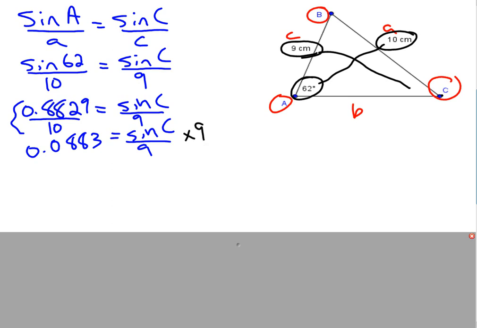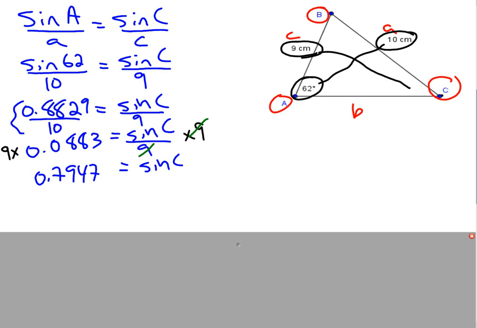If we multiply one side of the equation by 9, we need to multiply the other side of the equation by 9. This 9 divided by 9 here is just 1 on the right, so that leaves us with sine C. And then 9 times 0.0883 works out to 0.7947. Again, just make sure your calculator's in degrees. If not, you might have some numbers that are different here. Because our angles were measured in degrees, if your calculator's not in degree mode, you'll get some weird answers.